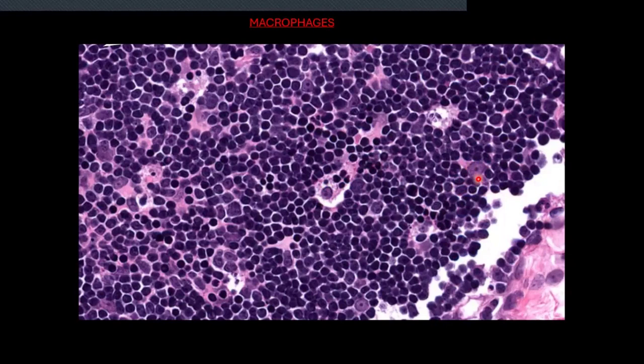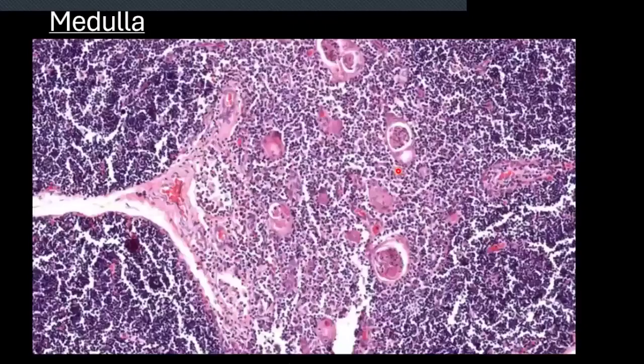But here, you can see this is an epithelial reticular cell, okay? You can see the euchromatic nucleus with a prominent nucleolus over there. And then these other ones here, those are the T cells. So that's a macrophage there.